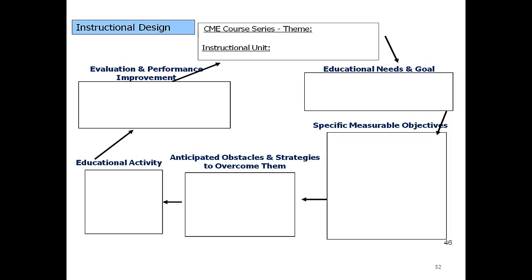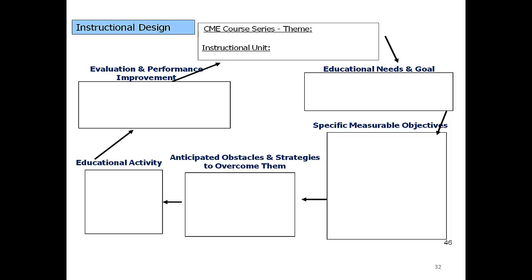Something with respect to, Linda, if you don't mind, maybe like an advanced directive, just as a concept. Okay. So what are the needs of your learner? Depends on who your learners are. Okay. What is the goal that you want to achieve? And what are the learning objectives that you would have?